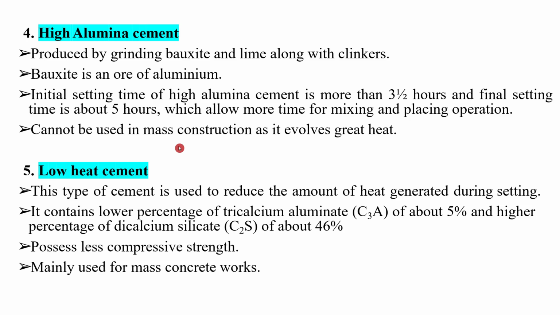Next is the low heat cement. This type of cement is used to reduce the amount of heat generated during the setting. It contains a lower percentage of tricalcium aluminate C3A of about 5% and a higher percentage of tricalcium silicate. This possesses less compressive strength, and they are mainly used for mass concrete works.